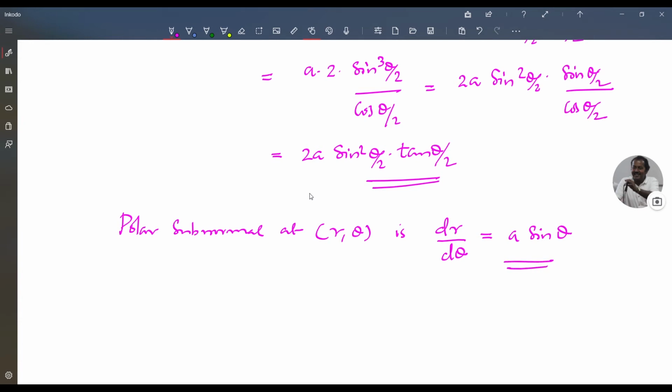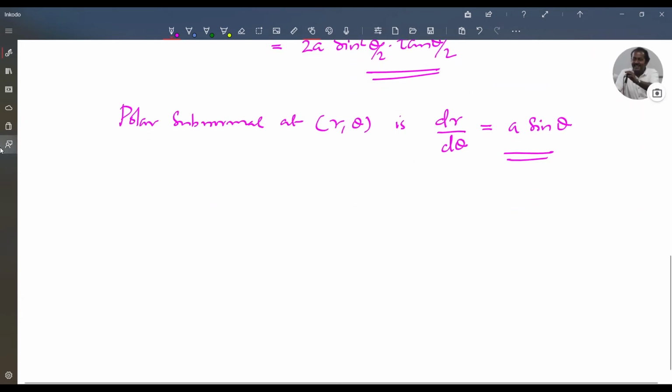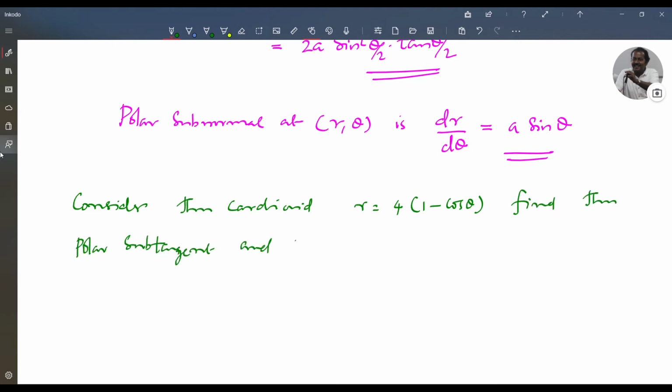So we may illustrate this, or we may verify this using GeoGebra. For that, you consider the cardioid r equal to 4 into 1 minus cos theta. So find the polar subtangent and polar subnormal at r is 4, theta is pi by 2.